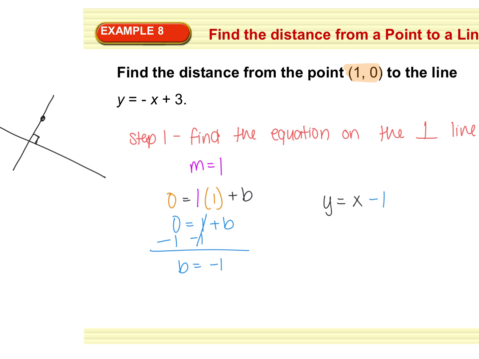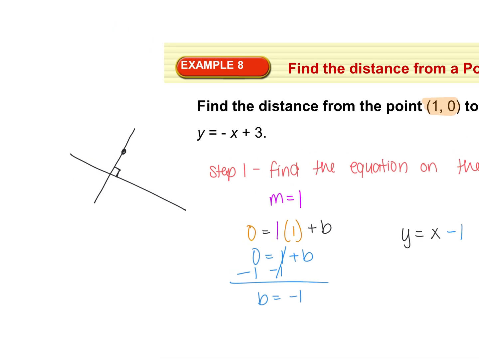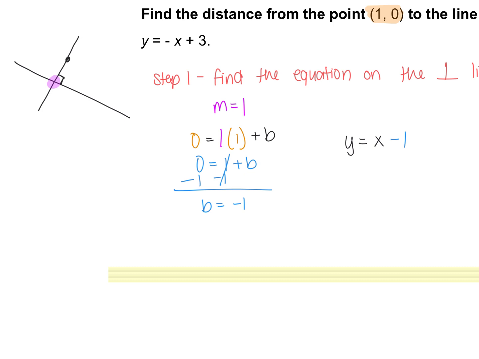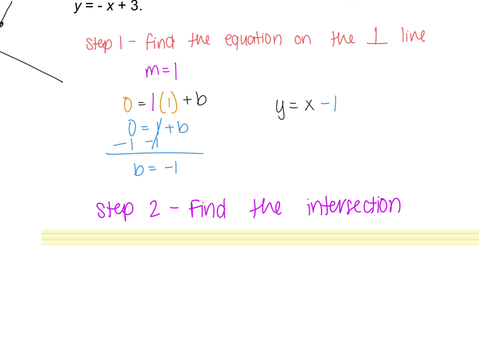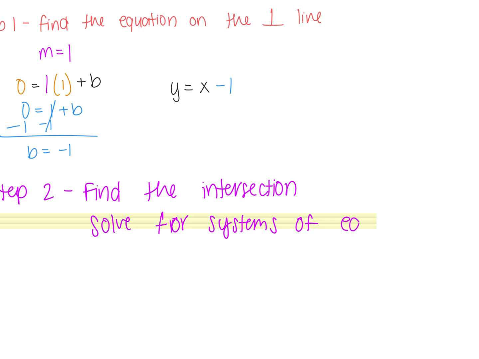Okay, so I found the equation for my perpendicular line. Now I have to go ahead and find that intersection. Meaning, where did these lines intersect right here? So that's what I'm going to do for step 2. Step 2, find the intersection. Okay, how am I going to do that? I'm solving systems of equations.